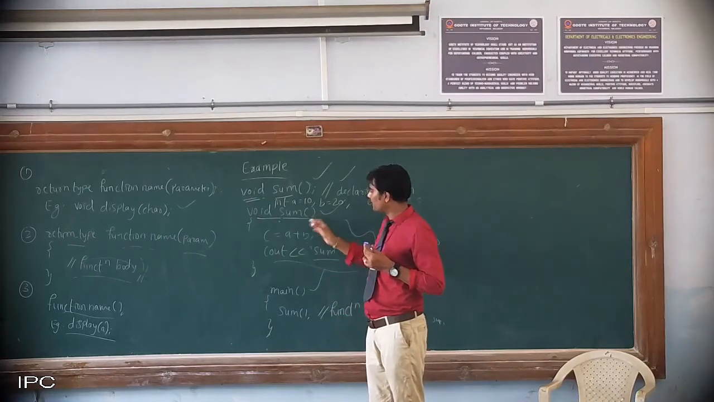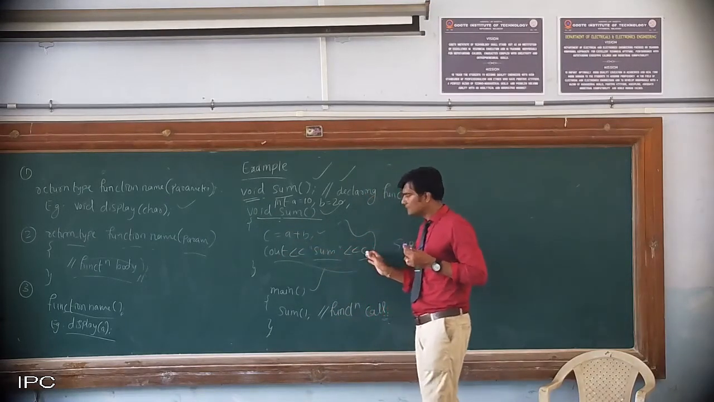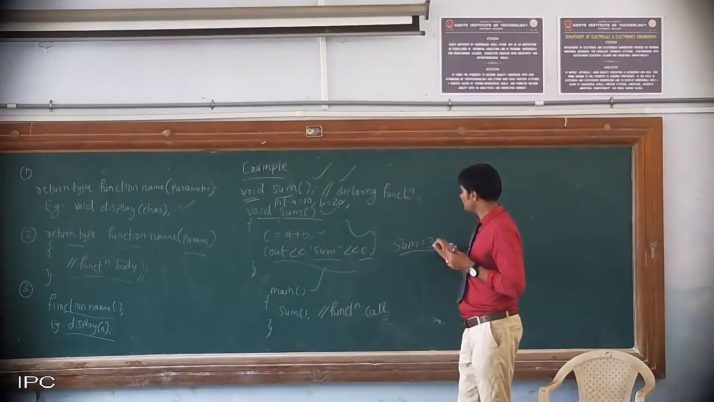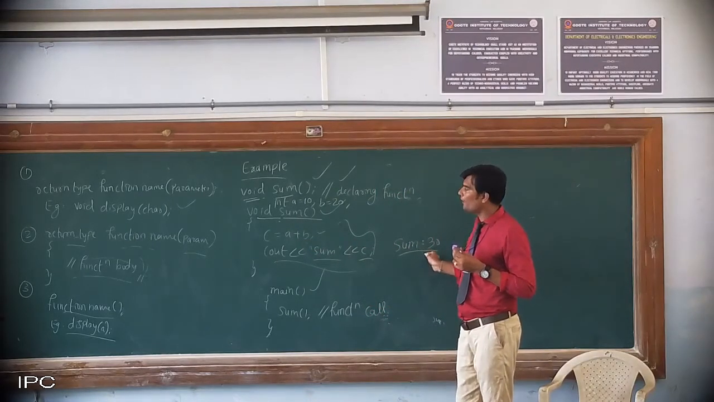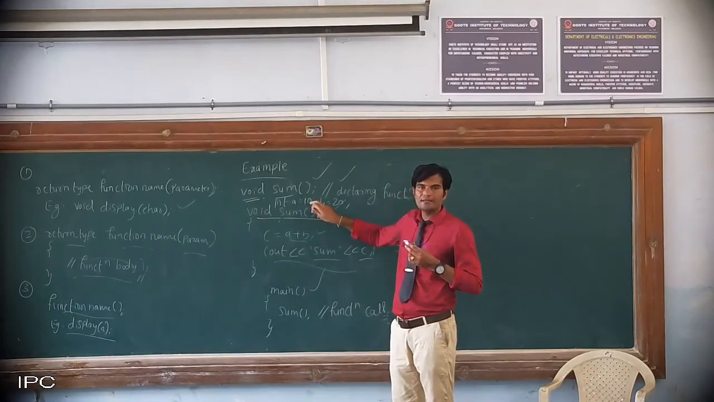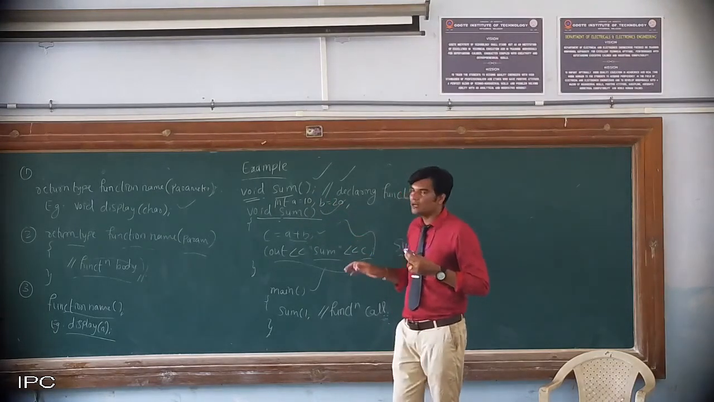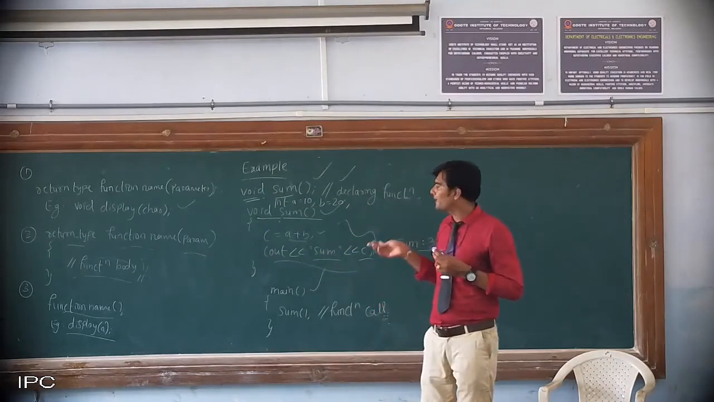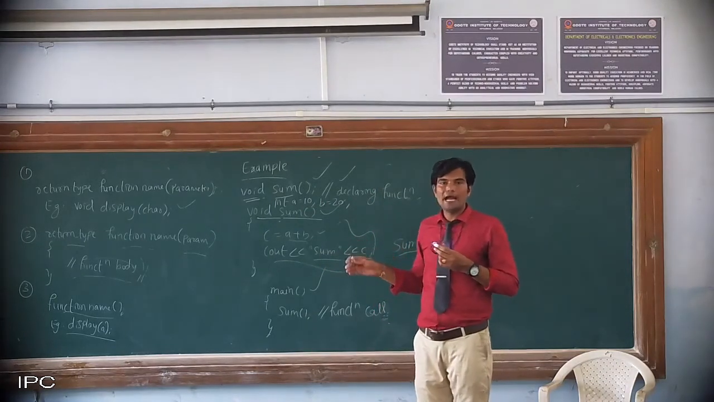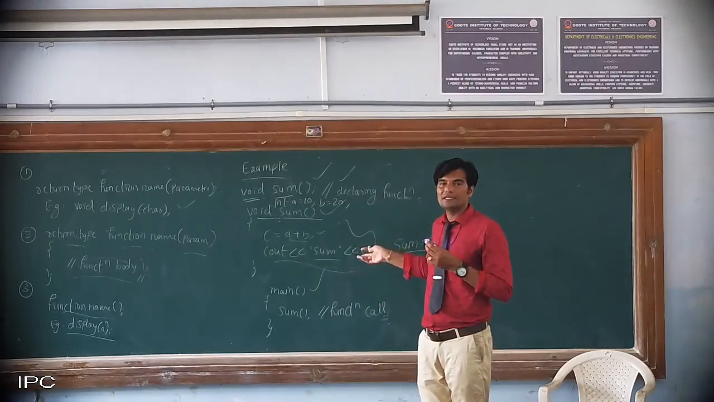In this function definition, it will execute the statement c = a + b, cout sum c, and it will produce sum = 30 as output. It reads the values of a and b that have already been declared as global variables, that is, a = 10 and b = 20. So this is an example program of how to declare the function prototype, how to define the function call, and how to define the function definition.